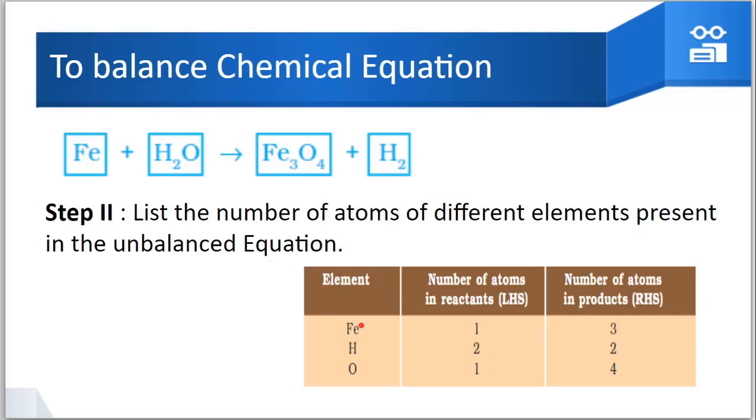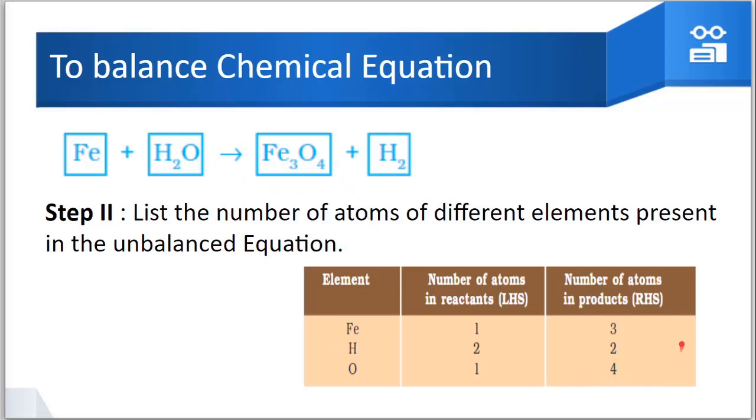So first of all, we have considered the iron, that means Fe. The number of atoms in the left hand side is 1, and in the right hand side there are 3 atoms of iron. Now for the hydrogen, in the left hand side there are 2 atoms, and in the right hand side there are also 2 atoms. Now for the oxygen, there is 1 atom in the left hand side and 4 atoms in the right hand side.